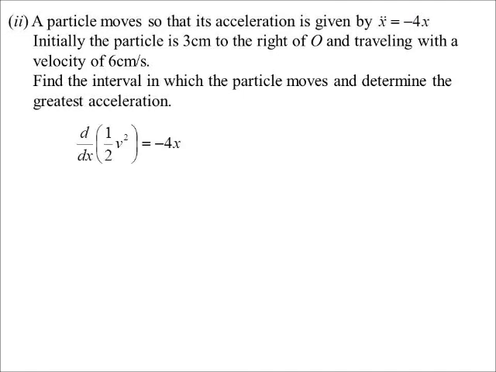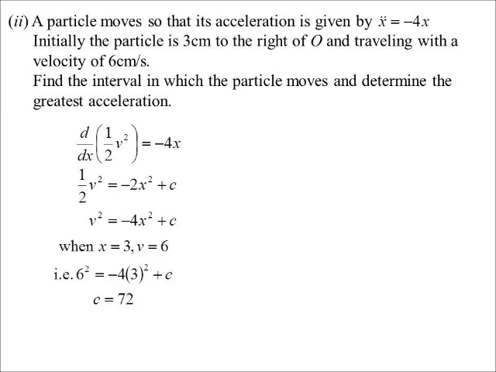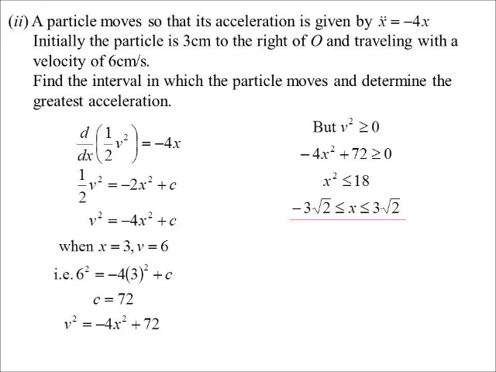Acceleration is in terms of displacement, so I'll use d dx of half v squared. Half v squared will be minus 2x squared plus a constant multiplied by 2. I've got some initial conditions. When x equals 3, velocity is 6. Sub it in, constant is 72. There's my v squared equation. Well, v squared is always greater than or equal to 0. Solving that, I get in between minus 3 root 2 and 3 root 2.